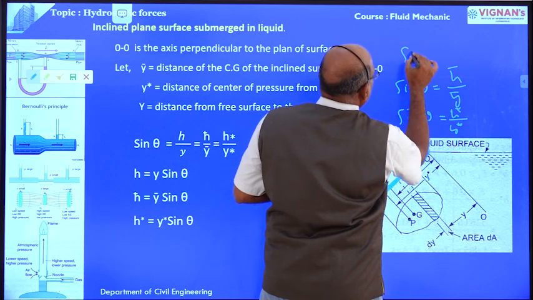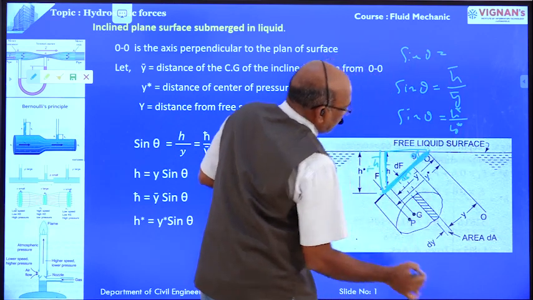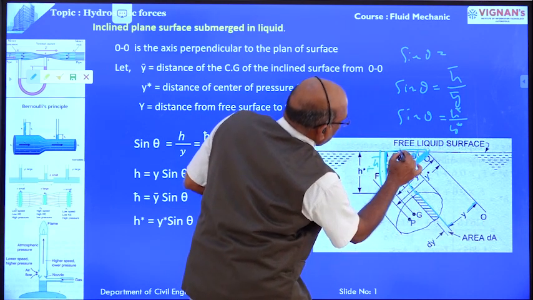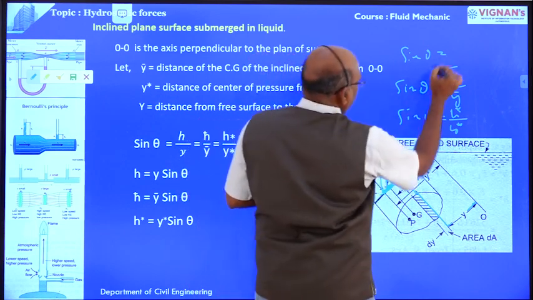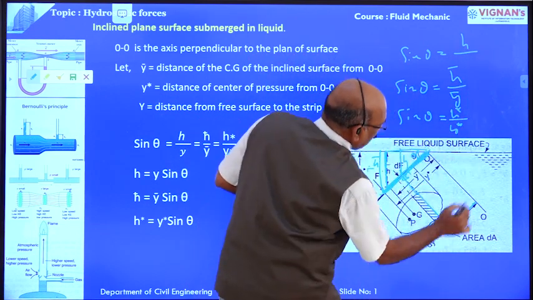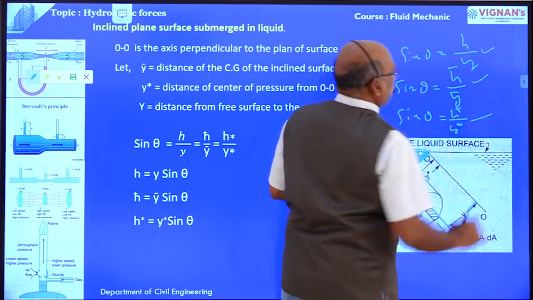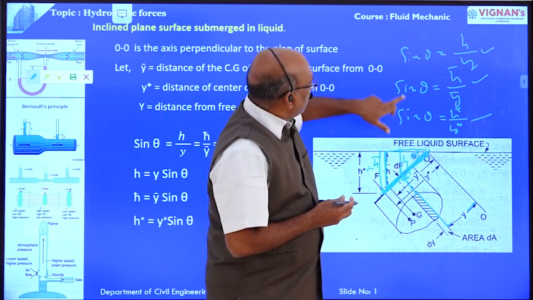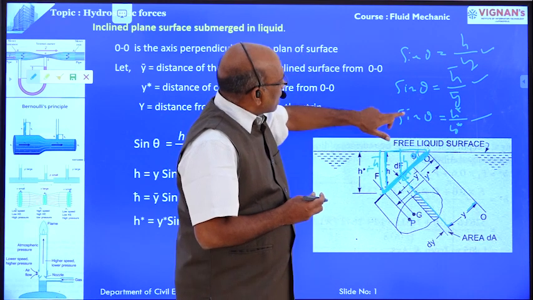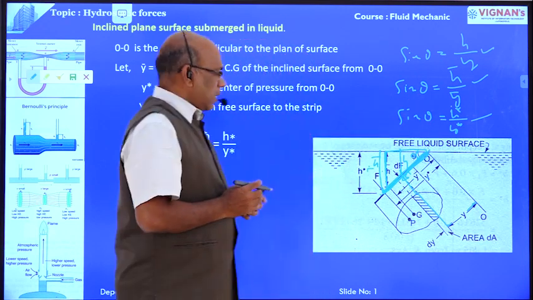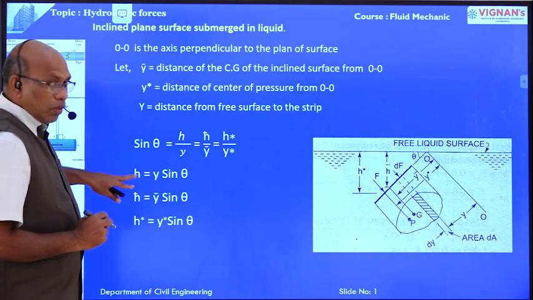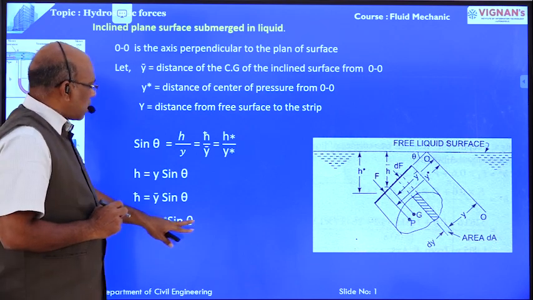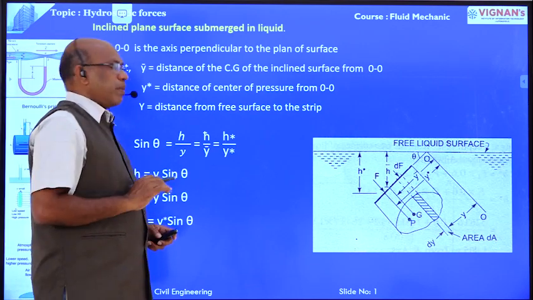Like that, sin theta is equal to, this is the y, now this is h. Sin theta is equal to the opposite side h divided by y. These 3 points are different as compared with the earlier derivation. Sin theta equals h by y, sin theta equals h bar by y bar, sin theta equals h star by y star, right? Now h is equal to y sin theta, h bar is equal to y bar sin theta, h star is equal to y star sin theta. These points we are going to remember, right?